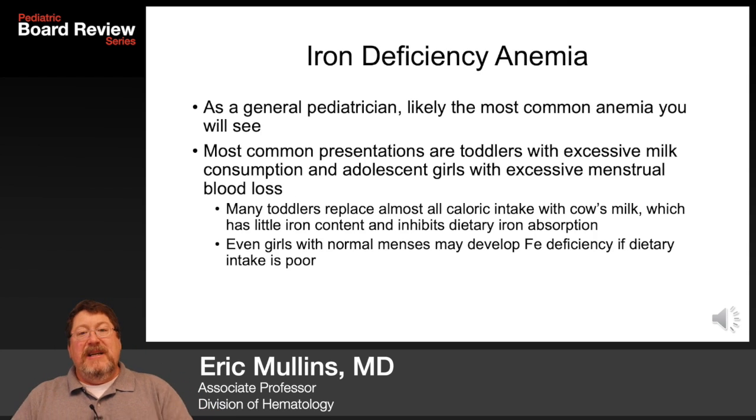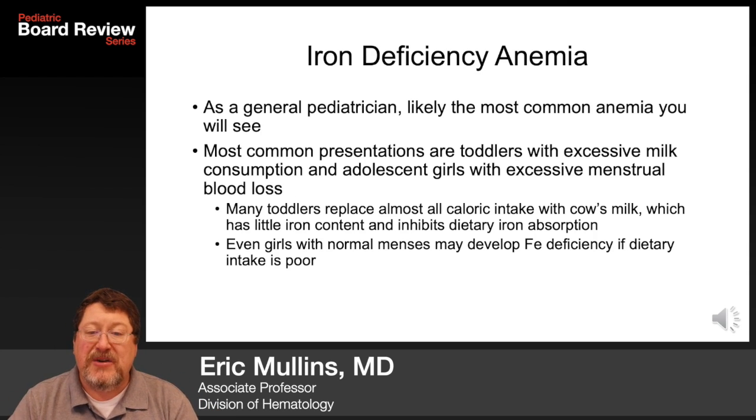So iron deficiency anemia, as a general pediatrician, is probably the most common anemia that you'll see. And the most common presentation of iron deficiency anemia in pediatrics is toddlers who have excessive milk consumption. And probably right behind that is adolescent girls with excessive menstrual loss. So a toddler can replace their entire caloric intake with cow's milk. And they can drink half a gallon or more of milk in a day.